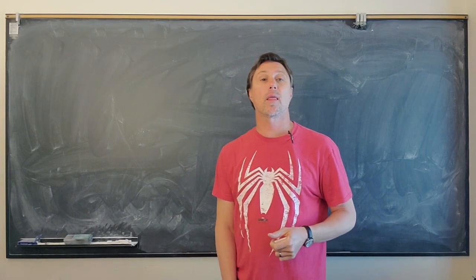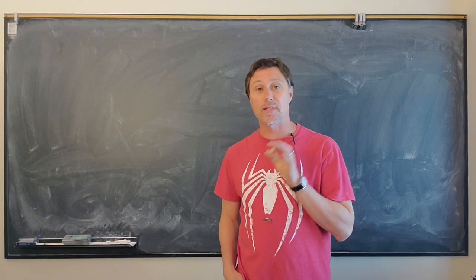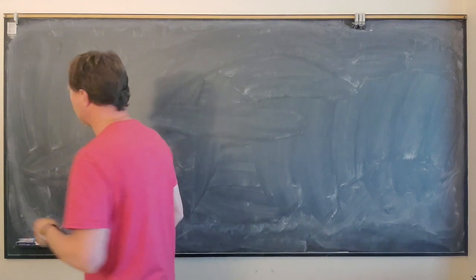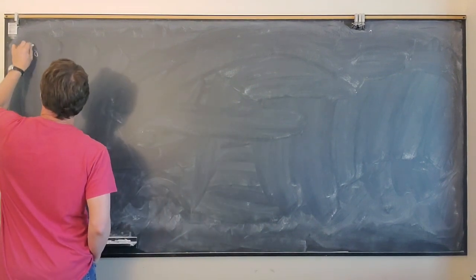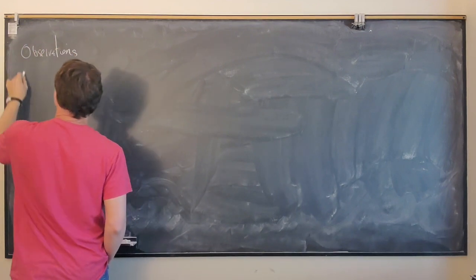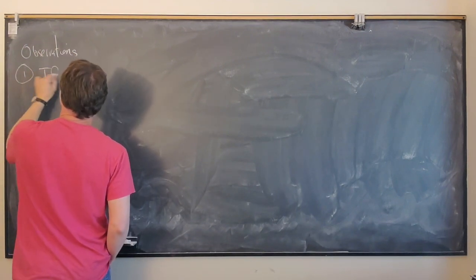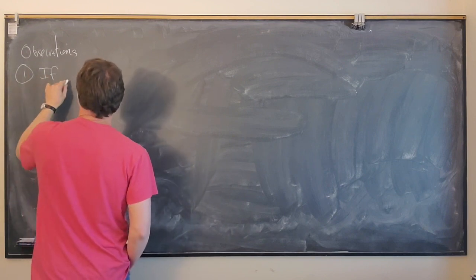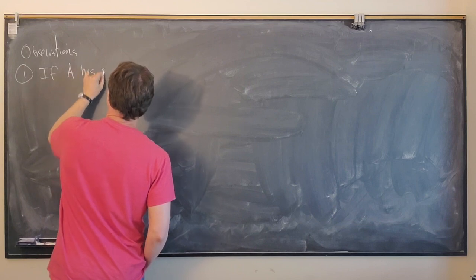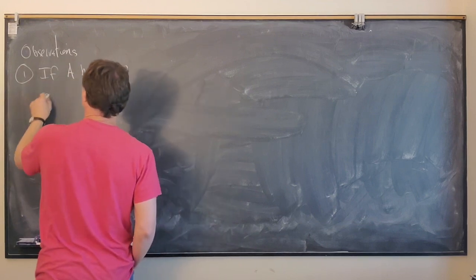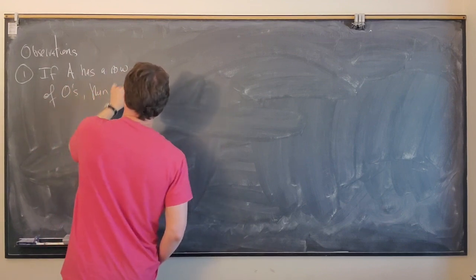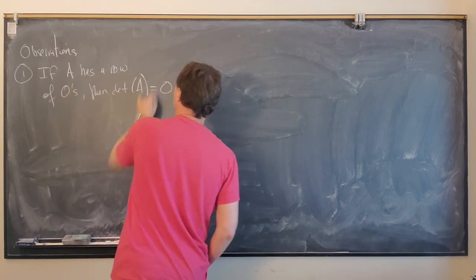Hi everyone, welcome back. Last time we were talking about determinants, and I want to continue our discussion of determinants. Just a few observations first. Number one, if the matrix A has a row of zeros, then the determinant of A is equal to 0.